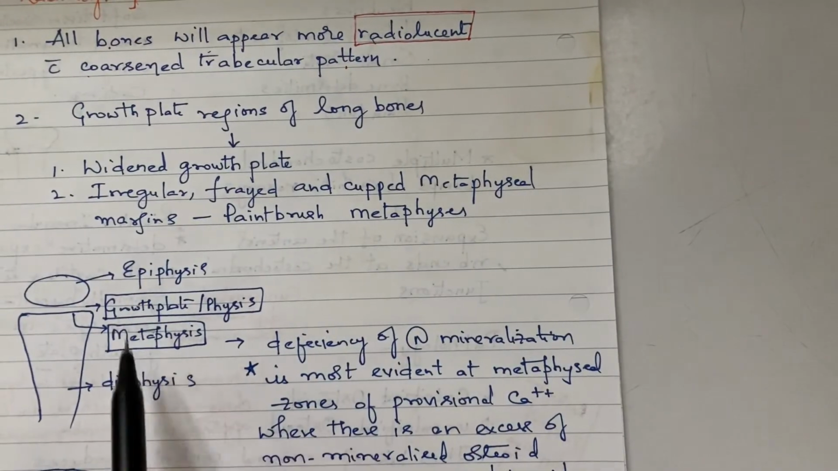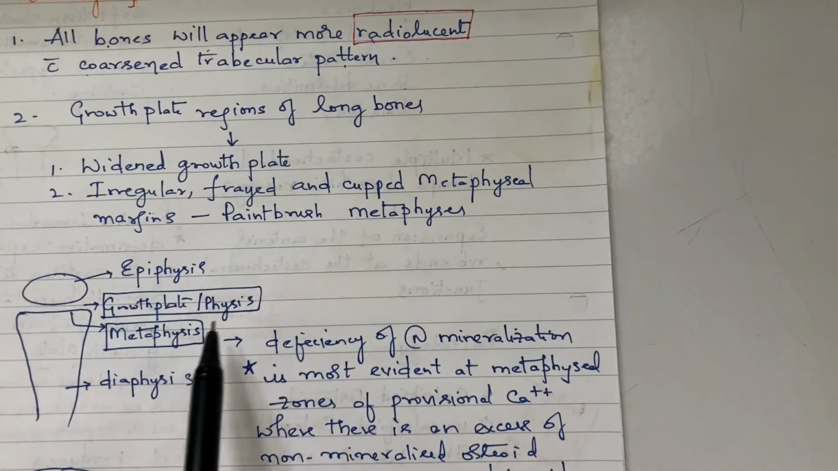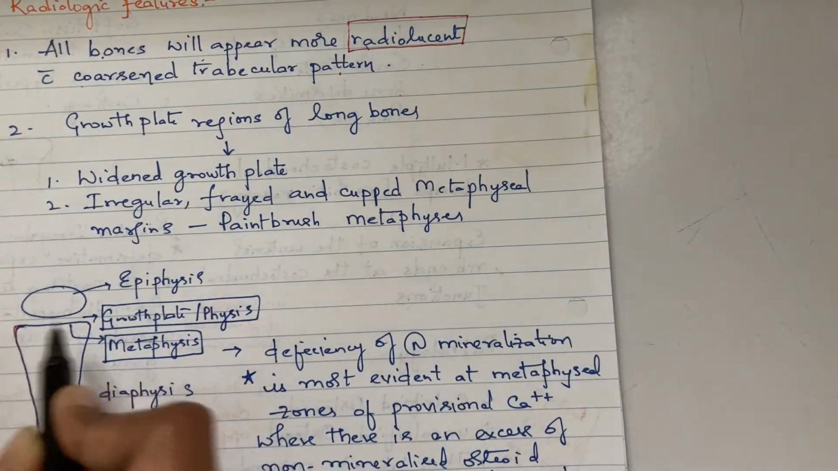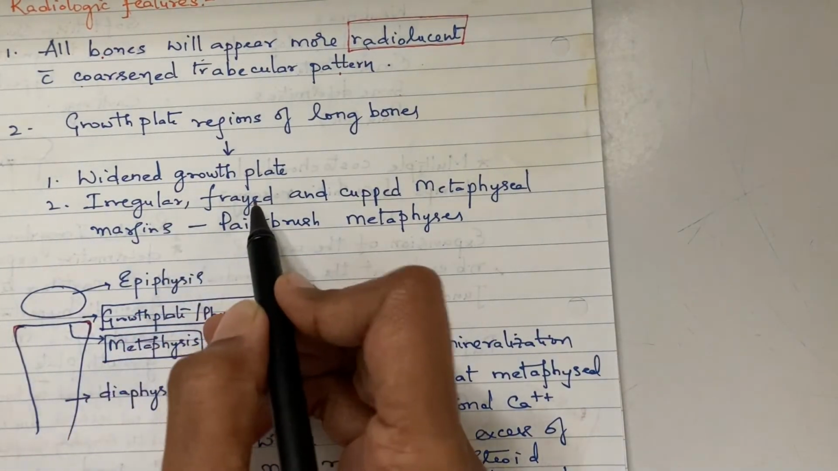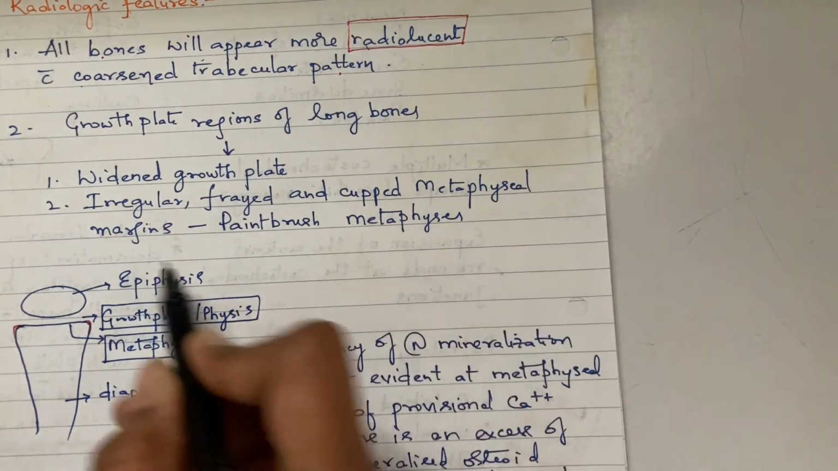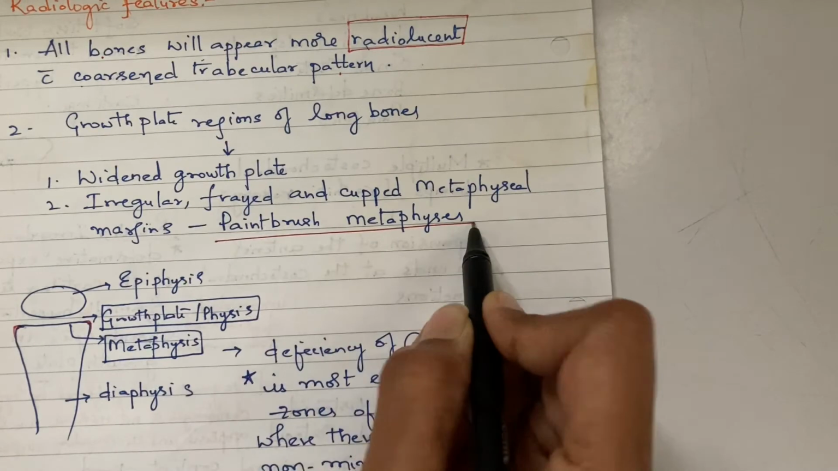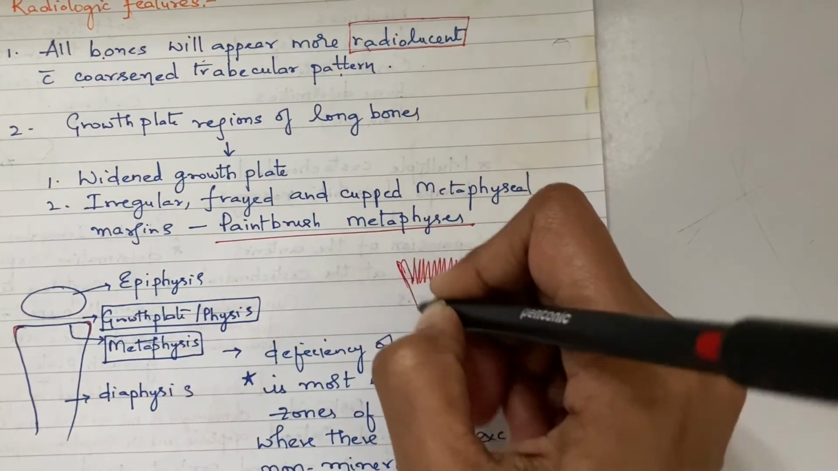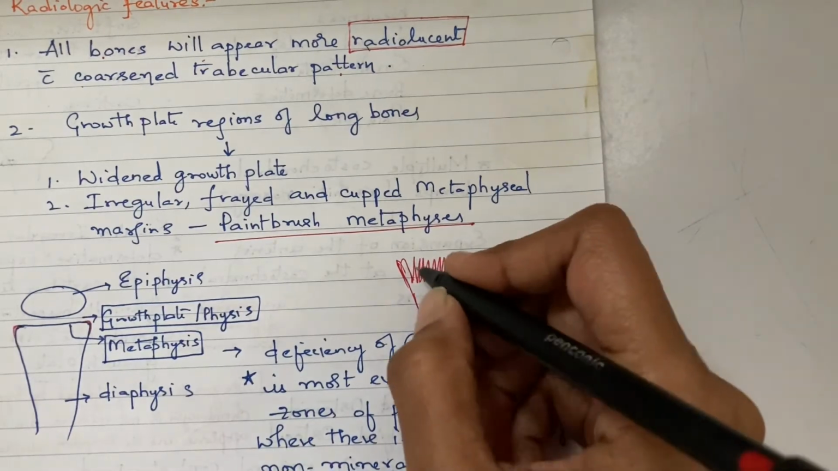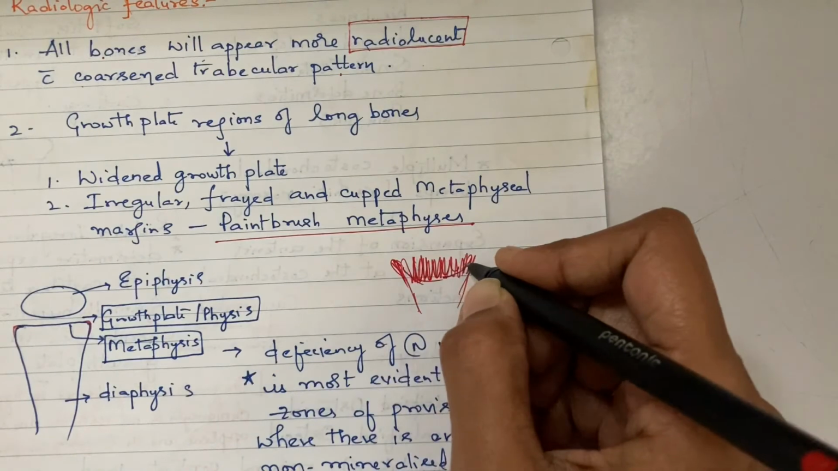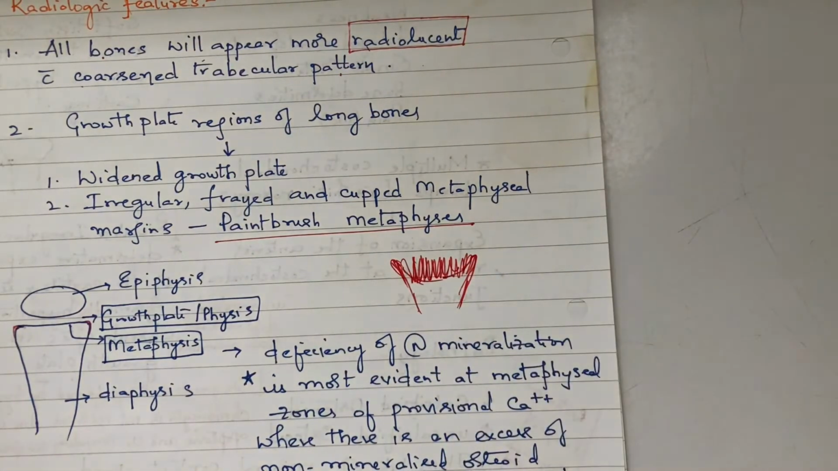Here we have epiphysis, metaphysis, diaphysis, growth plate. What happens to this? There will be widening of the growth plate. There will be irregular, frayed, and cupped metaphyseal margin. This is called paintbrush appearance. So this is called fraying, cupping, splaying. Splaying is widening of the metaphysis.